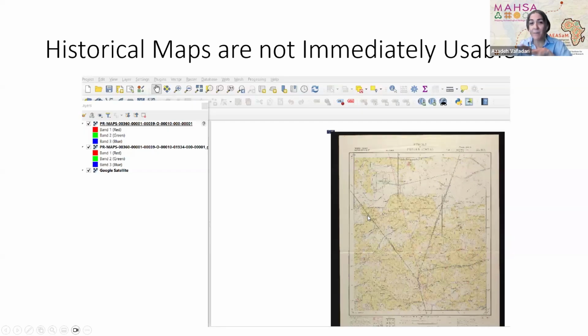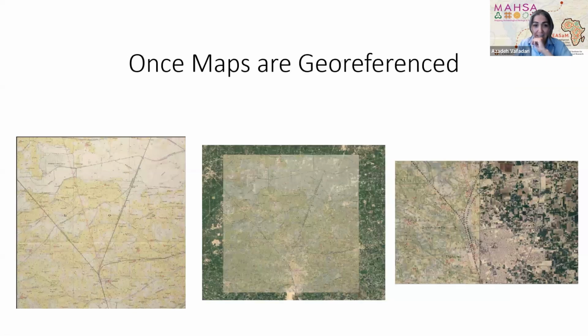As scanned images, when we want to use these maps, they're not usable as they are. If you drag and drop a historical map into your QGIS, which has the base map of the world, your map is going to sit somewhere like this. So as raster raw scanned data, it's not a usable thing. That's why we have this session today.